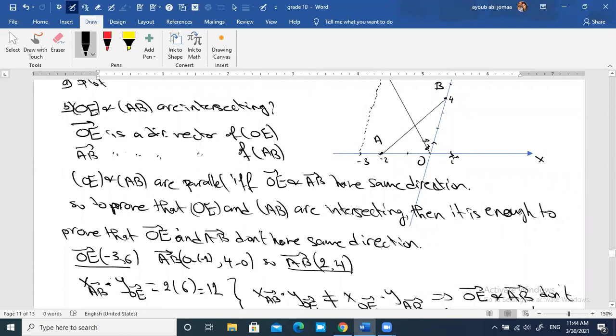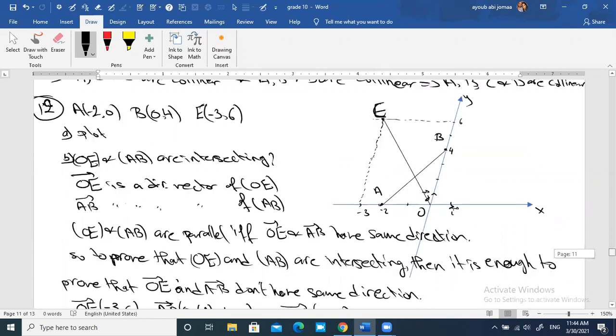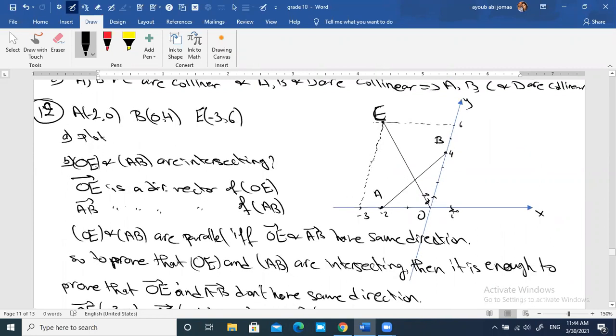So these two lines are not parallel in the plane, hence they are intersecting, AB and OE. And here is the point of intersection. What are the coordinates of this point of intersection? From the graph, what are the coordinates of this point? Let's call it M. Graphically, what are the coordinates of point M?